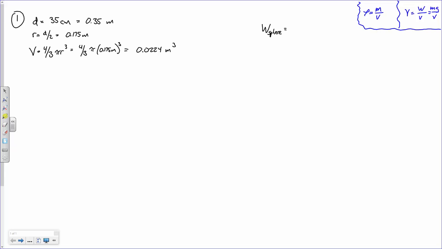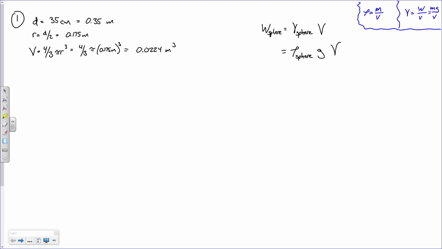Okay. All right. So what I'm proposing is that the weight of the sphere is the unit weight of the sphere times the volume. But that equals the density of the sphere times gravity. That's what I'm suggesting. Does that make sense?